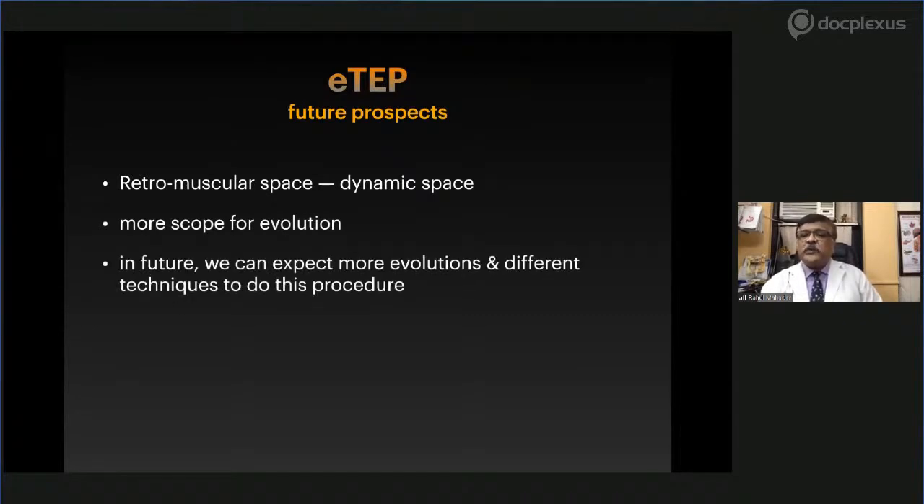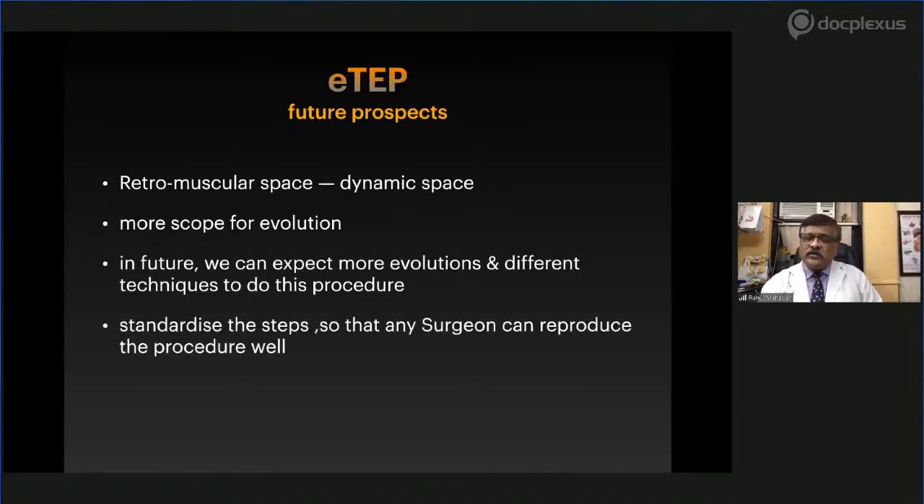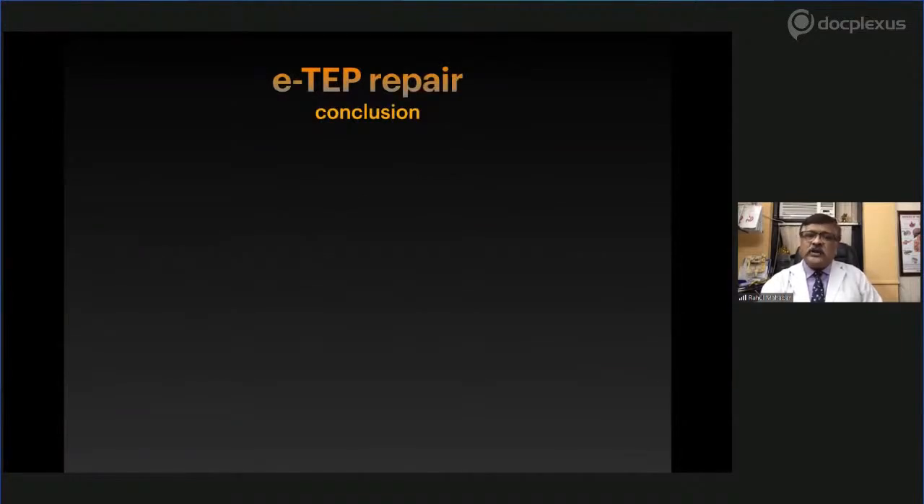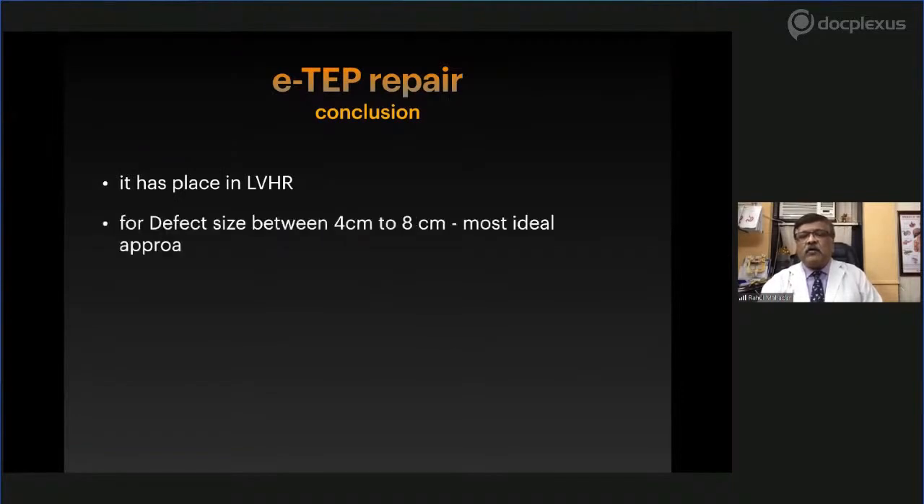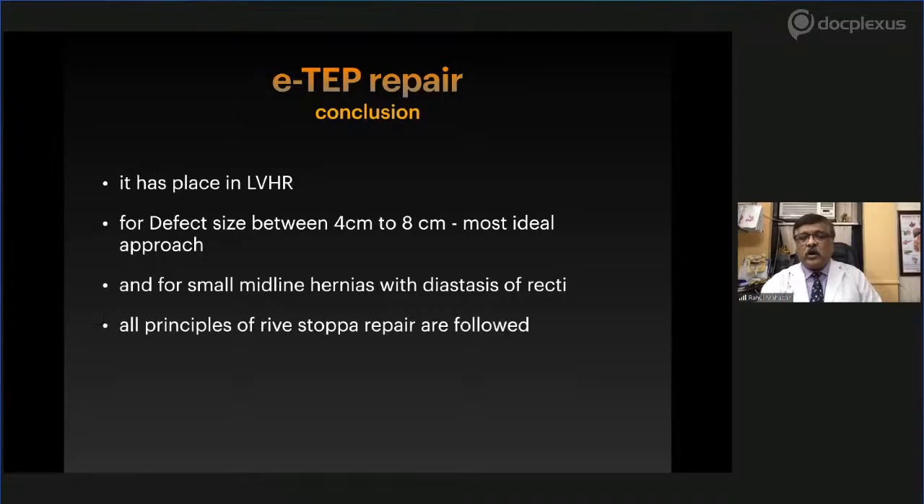In future, we can expect more evolutions and different techniques to do this particular procedure, and one needs to standardize these steps so that any surgeon can reproduce the procedure very well. Now, in conclusion, E-TEP repair has a place in laparoscopic ventral hernia repair. For defect size between 4 to 8 centimeters, it's the most ideal approach, according to me. And for the small midline hernia with diastasis of recti, this may become a choice of procedure. All principles of Rives-Stoppa repairs are followed in this particular procedure.